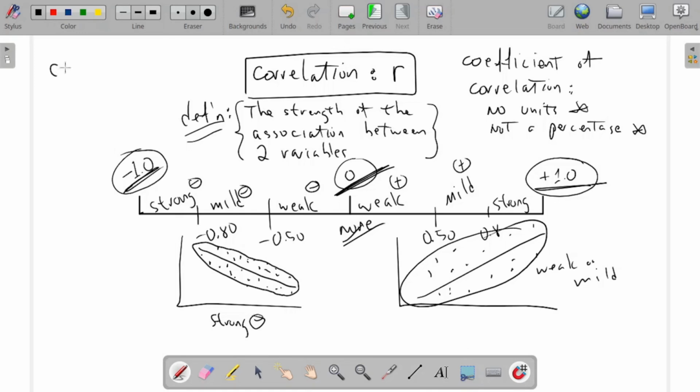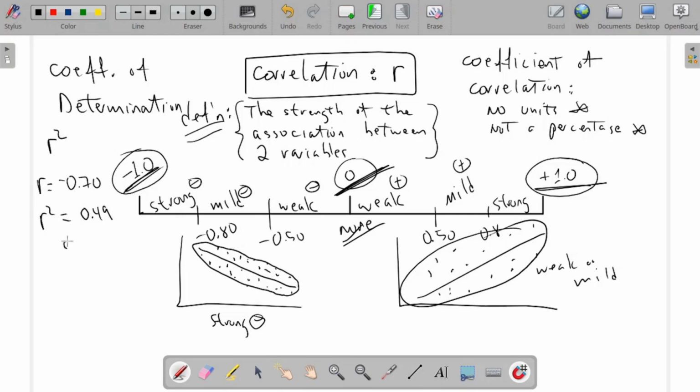Now, there is an extension to this idea, and it does represent a percentage, and that's called the coefficient of determination. I'm going to make a note here, coefficient of determination. And it is r squared. So for instance, if r was equal to negative 0.70, then r squared would be 0.49 or 49%.